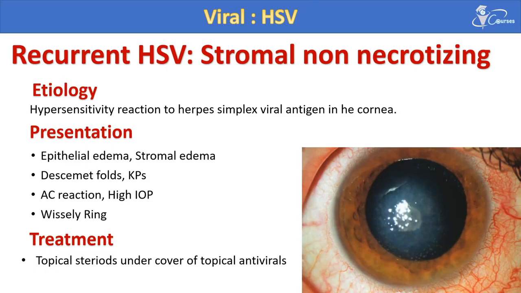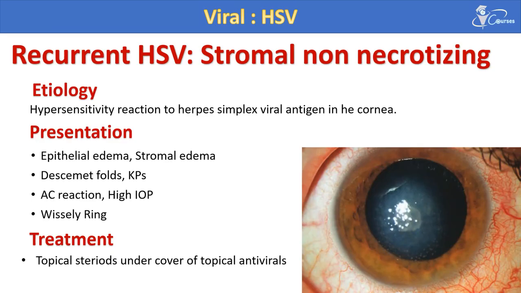This uveitis will cause anterior chamber reaction and high intraocular pressure. There can sometimes be a ring of reaction between the antigen and the antibody, and this ring is called Wessely ring. I didn't bring an image for that. So Wessely ring is a reaction between the antigen and the antibody. It will appear as a ring, which is very suggestive of disciform keratitis or stromal non-necrotizing keratitis.